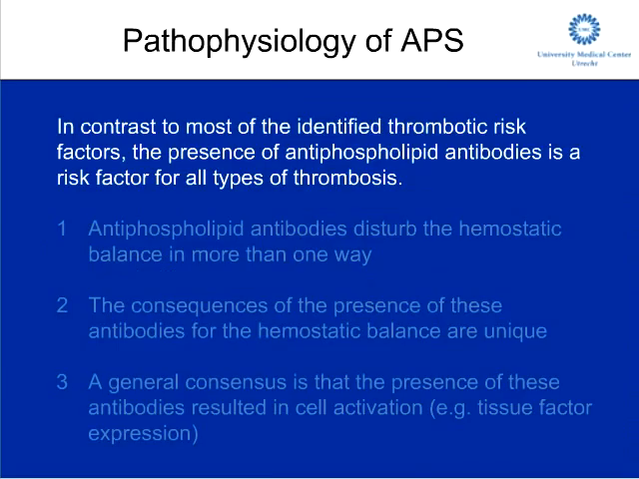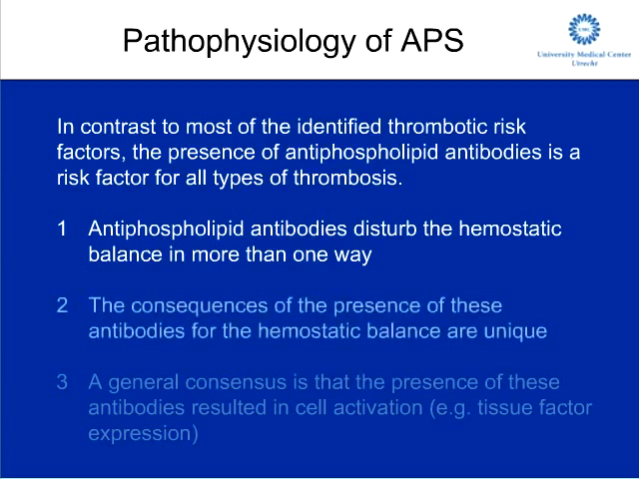In contrast to most of the indicated thrombotic risk factors, the presence of antiphospholipid antibodies is a risk factor for all types of thrombosis. Is that so because the antiphospholipid antibodies disturb the hemostatic balance in more than one way, as I have shown in the former slide, or is the consequence of the presence of the antibodies unique in terms of the disturbance of the hemostatic balance? I cannot give you a real answer.